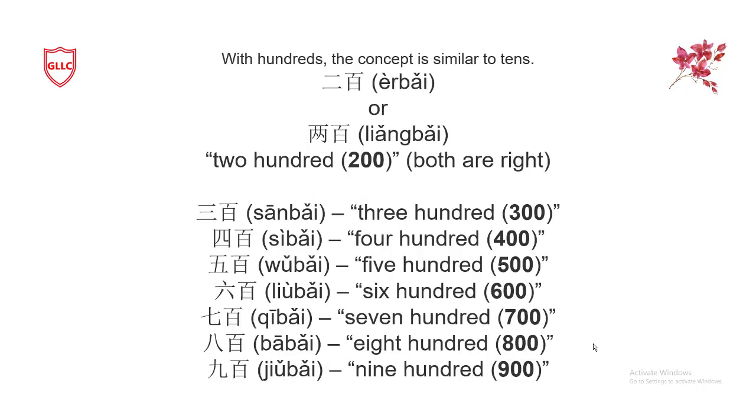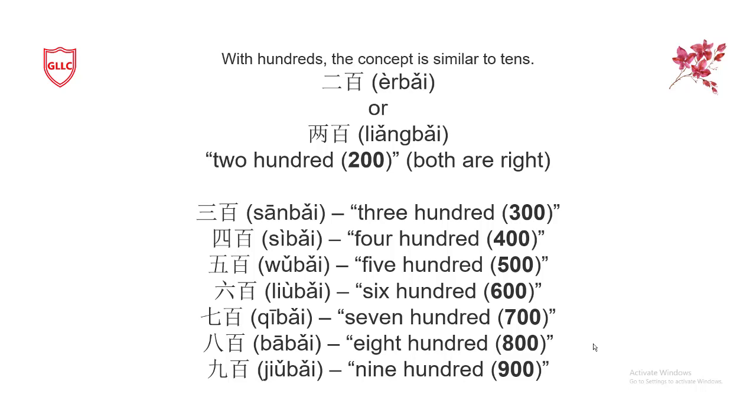Next we're gonna start with the hundreds. The concept with the hundreds is similar to tens. If we wanna say 200, it will be èrbǎi, or you can say liǎngbǎi. So 200 means èrbǎi or liǎngbǎi, both are right.